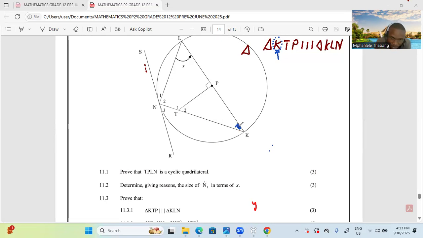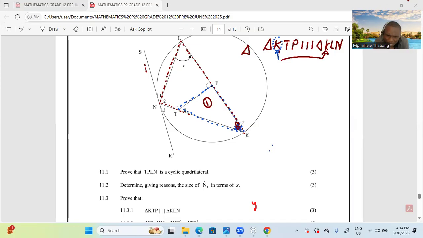This is the K in this triangle. Actually, this is the triangle which we want to prove is similar to the triangle KLN. Where is KLN? So these are the two triangles that I want to prove are similar, the smaller one and this other one, the bigger one. So I want to show that K in triangle KTP is equal to K in triangle KLN.